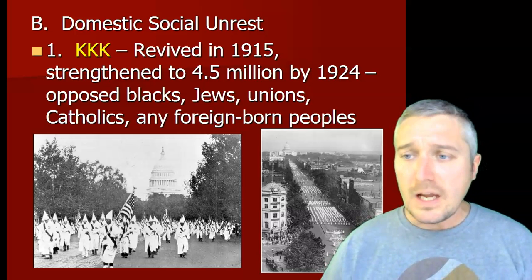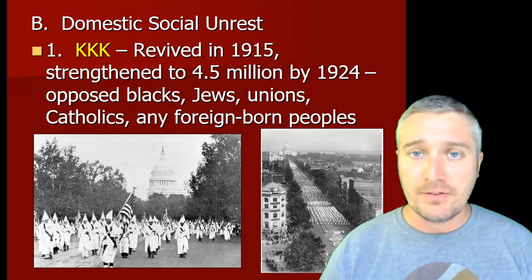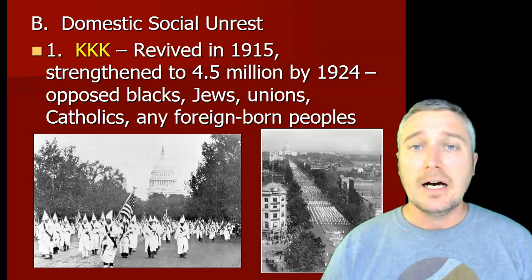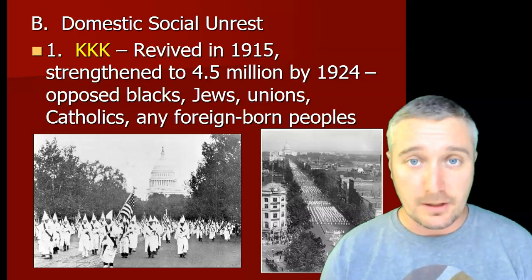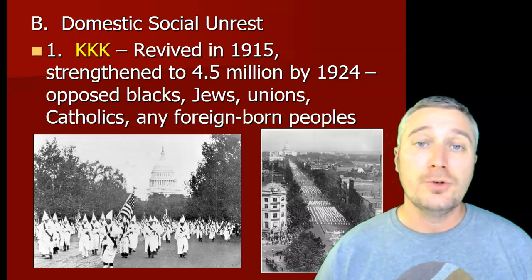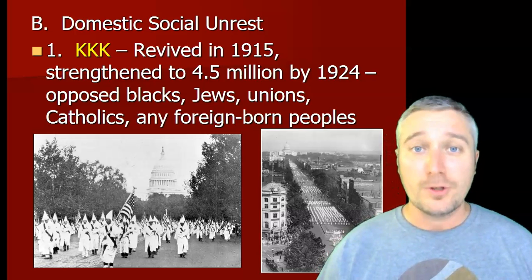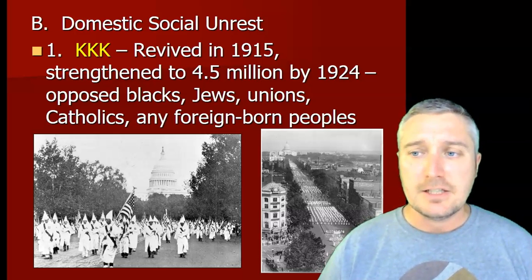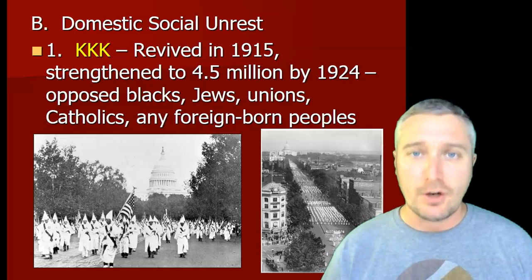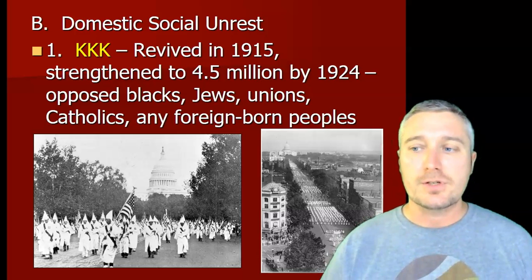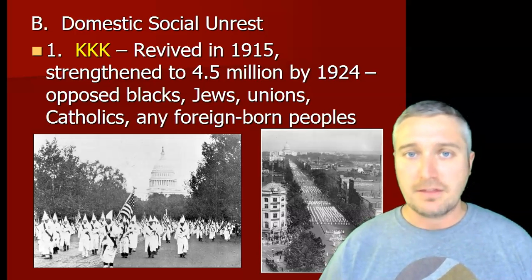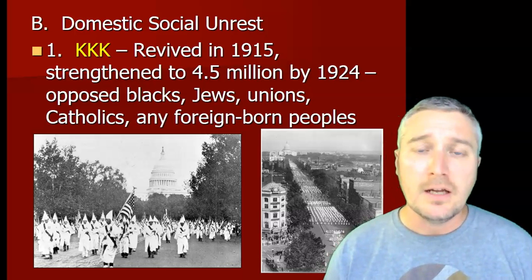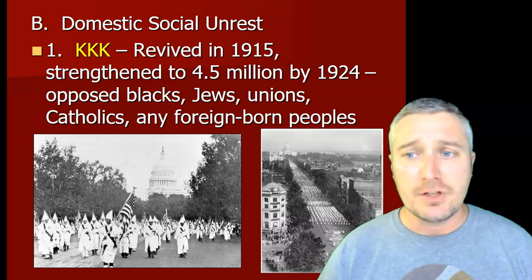So what we see here, though, is kind of the second installment of the Ku Klux Klan. And frankly, they've broadened their horizons to include a lot more minority groups than just African Americans. The Klan of the 1920s is going to focus mainly on the immigrants. They are going to focus on people like Catholics. They're going to focus on Jews. They're going to focus on really anyone that was born outside of the United States.